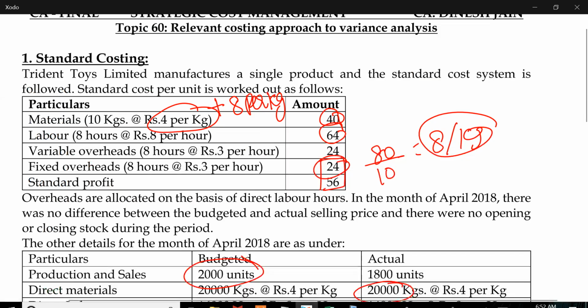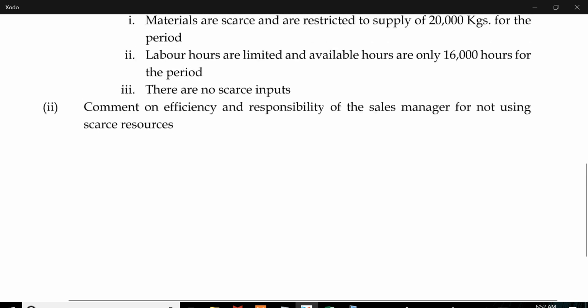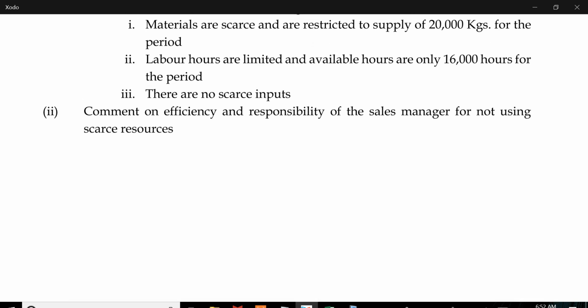Now the second part is saying, this anyway you can refer in the material: comment on efficiency and responsibility of the sales manager for not using scarce resources. We had these scarce resources, no, they have not been utilized properly.